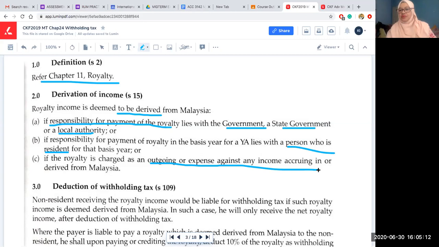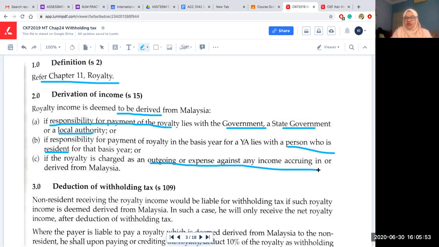Do you get that? What do you mean by derivation? You want to understand that the income received by the non-resident person is derived in Malaysia. If it's not derived, meaning it was not paid by the government, and the person is a non-resident and you do not charge that in your account, then you are not supposed to withhold tax. Why? Because the income is not derived in Malaysia. So you're going to look into this derivation again when you look into other types of income. Most likely, the derivation is the same except for interest income. Later, we look into the derivation for your interest income.